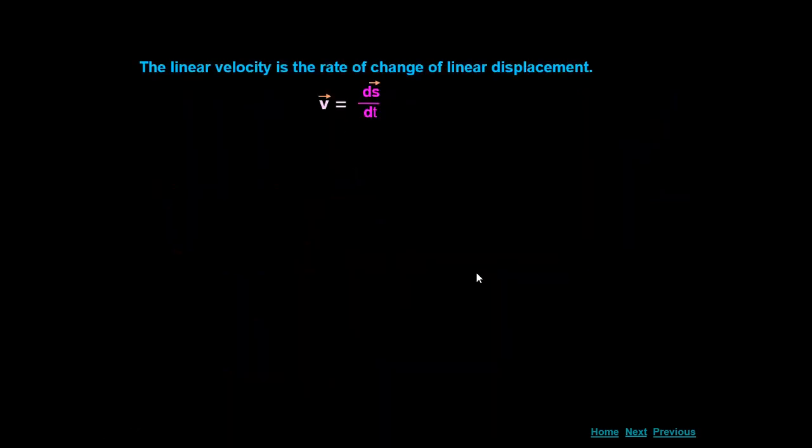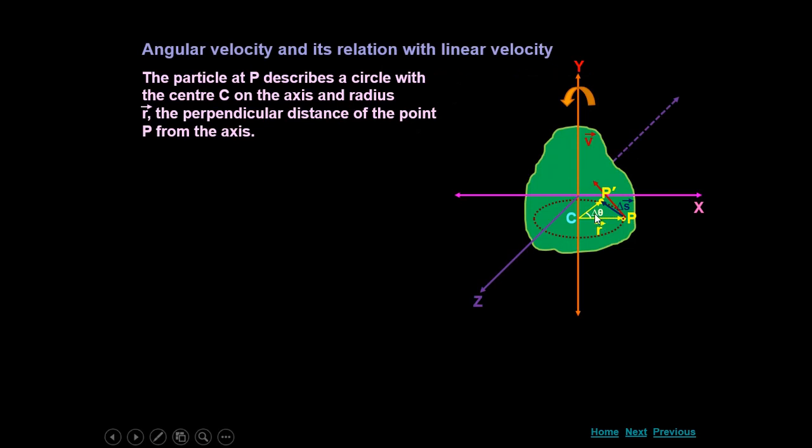We can establish a relation between linear displacement and angular displacement. So you can observe here delta theta is the angle and r is the radius of the circle, isn't it?